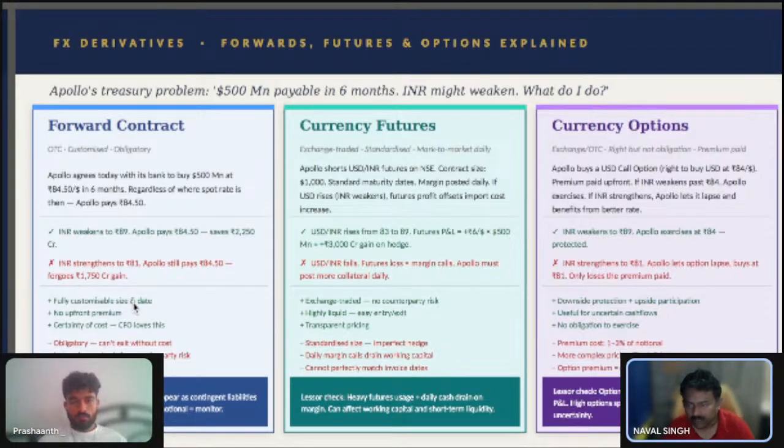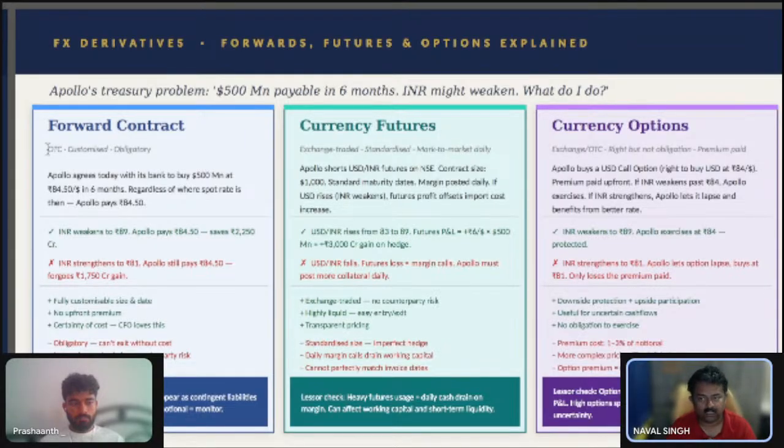So what Apollo has is a fully customizable size and date, no upfront premium, and a certainty of cost, because the CFO loves this certainty of cost. That's what they have to pay. The problem is that it's obligatory. They cannot leave this. Suppose they want to wind up their operations in India, they do not want to have any further operations in Apollo India. They still have to pay this much money if they get into a forward contract. They are also not traded on an exchange, so there's a counterparty risk.